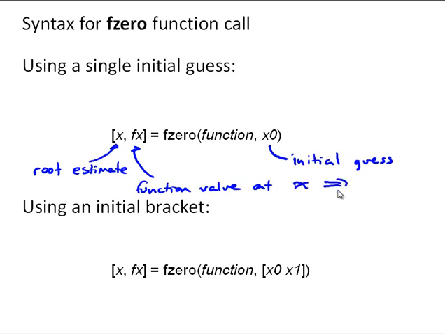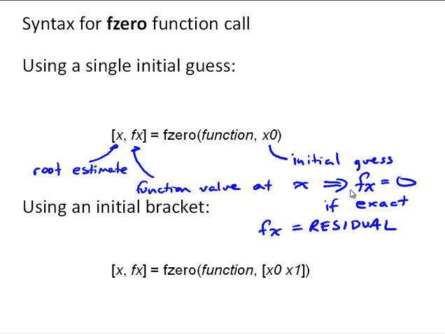And if it was exact, fx should be 0 if it's the exact root. The actual value of fx we call the residual. So we have a less than perfect root estimate because we're using a numerical approximation algorithm. When we plug that back into our root function formulation, we get a value other than 0. And the fact that that's other than 0, we call that a residual. That's what's left over because of the slight inaccuracies in our root estimate.